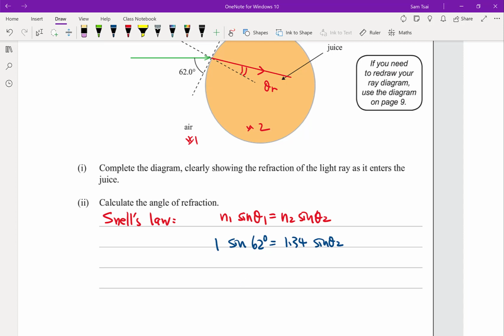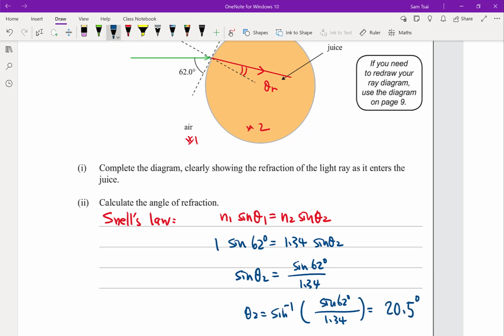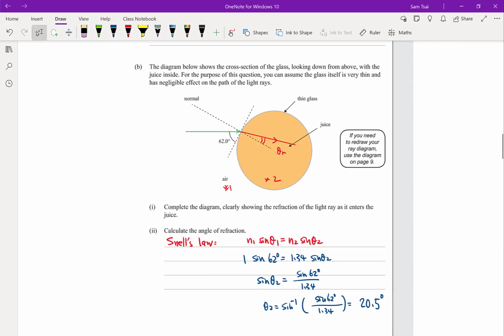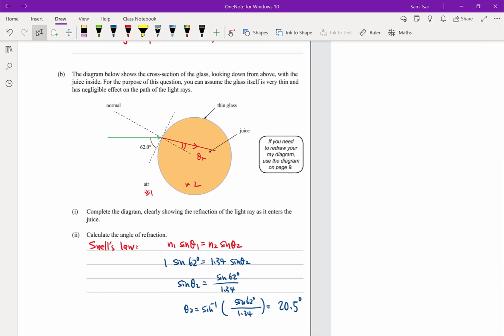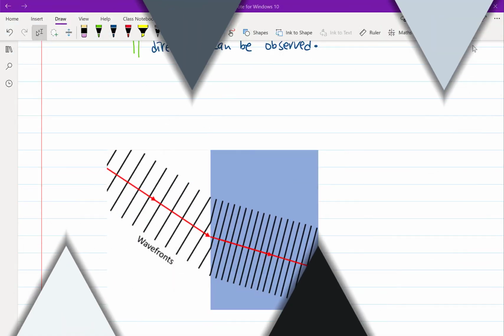So do it slowly. Sine theta 2 will be sine 62 degrees over 1.34. So theta 2 is arcsine of (sine 62 degrees over 1.34). Then use your calculator. You get theta 2 is 20.5 degrees. So this is how the example shows us how to apply Snell's law.